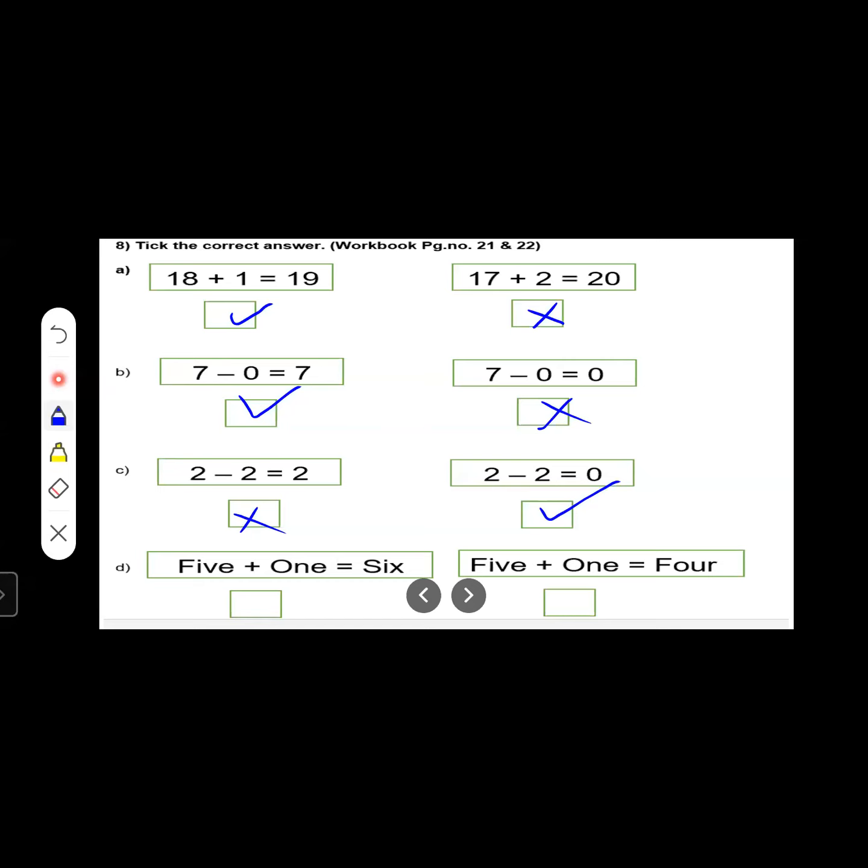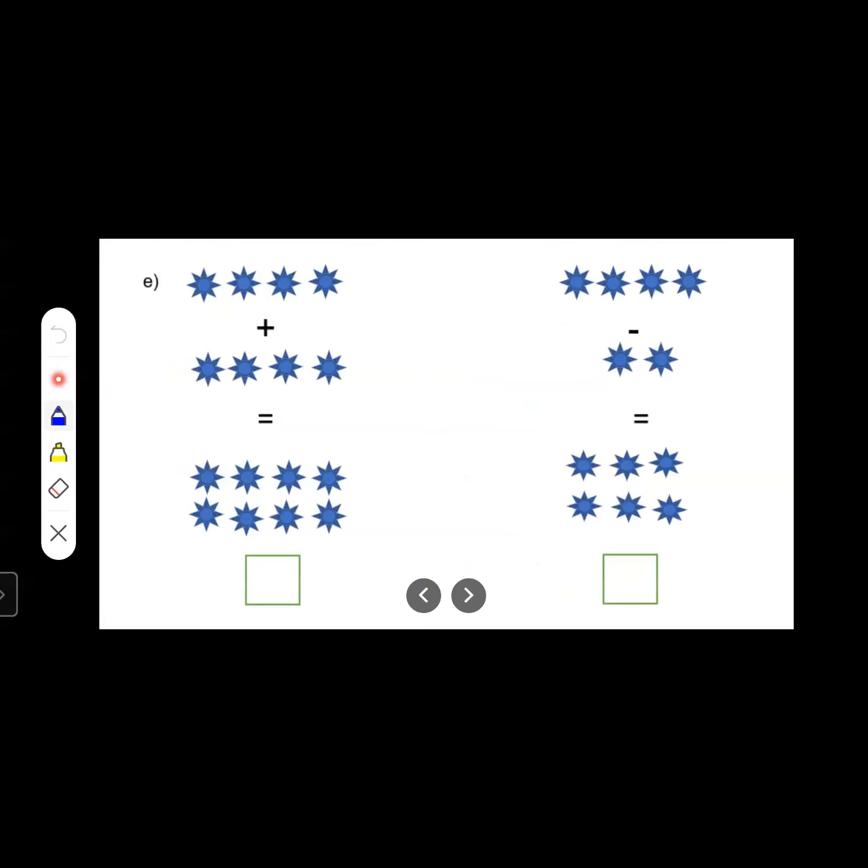Then D1. 5 plus 1 is equals to 6, or 5 plus 1 is equals to 4. Which one is the correct answer? 5 plus 1 is equals to 6. Yes, this one is correct and this is wrong. Understood this question? So let us move ahead.